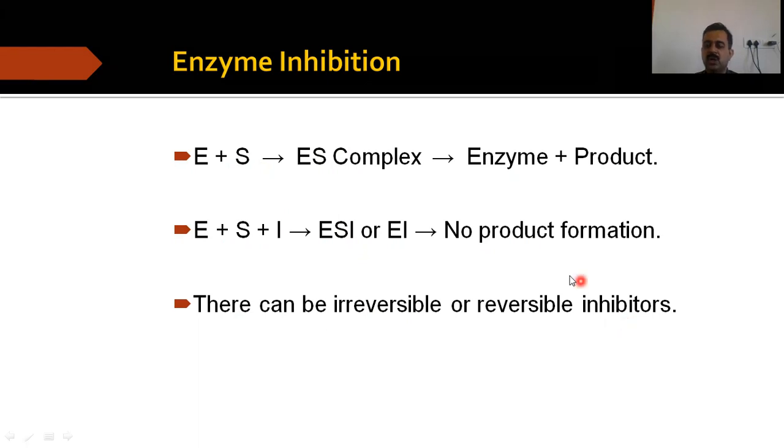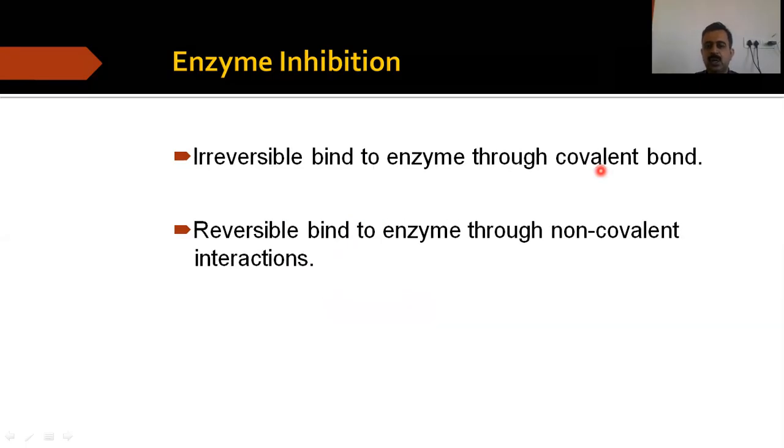Irreversible inhibitors are those which do not leave this complex and there will be no product formation. While reversible inhibitors slow down the reaction and at one point they will get released from the ES complex, and ultimately the enzyme will be released and the product formation would take place. So this is how the enzyme reaction would take place. Irreversible inhibitors bind the enzymes through covalent bonding. So covalent bonds are there and therefore it becomes very rigid and ultimately they will not leave the ES complex and the product generation will not take place. Otherwise, reversible inhibitors bind to the enzyme through non-covalent interactions.